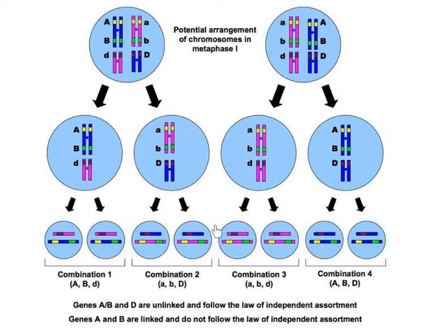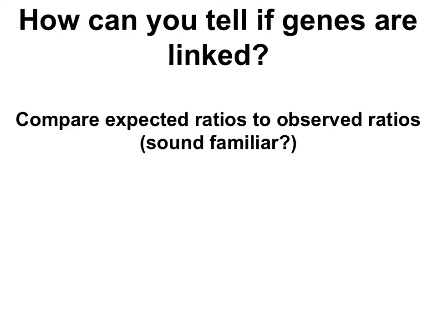The bottom shows all of the possible combinations. Little a and little b always stay linked together. Big A and big B always stay linked together. Only locus D assorts independently of A and B. So how can you tell if genes are linked? Well, you need a lot of data from a lot of offspring for the patterns to emerge. But it comes down to comparing the expected ratios of Mendelian inheritance to observed ratios.